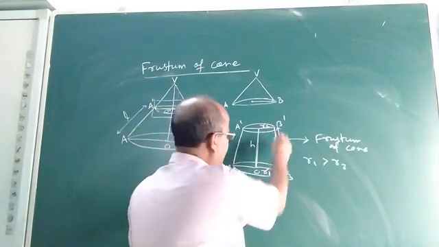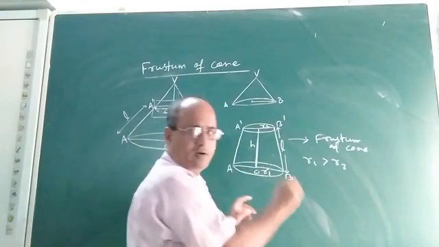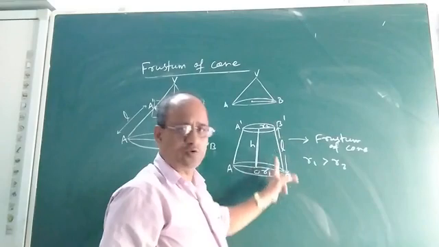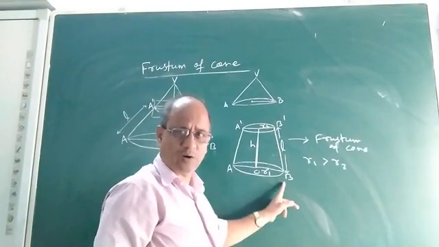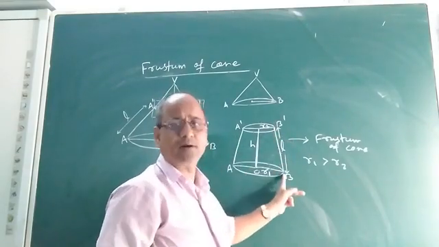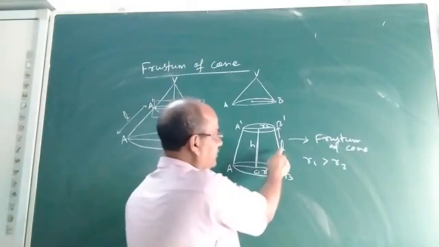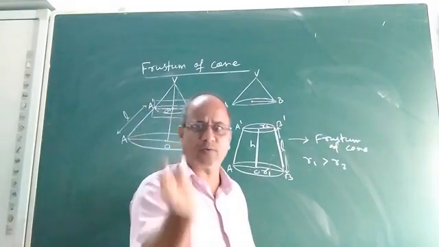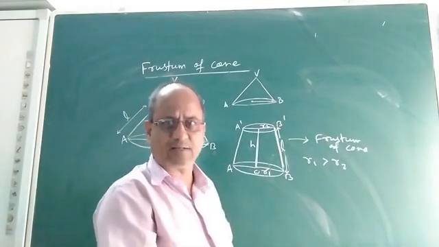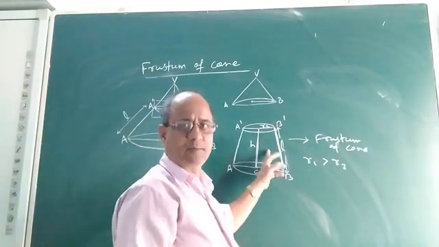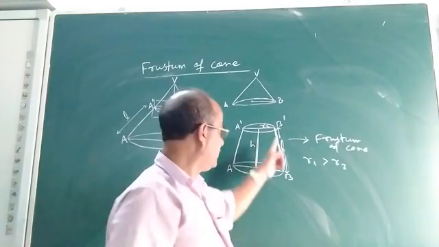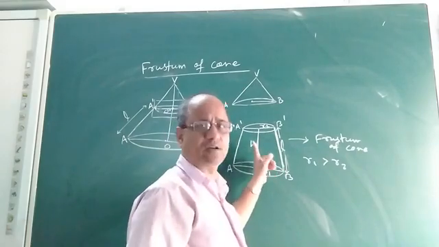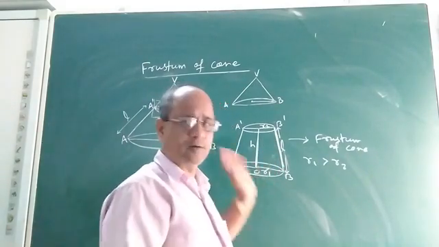Now look at the two flat circular ends. If you join the two circular ends along the slant surface, this line segment so obtained is known as the slant height. Here you see, this is the slant height. In a cone there are two heights: one is the height or vertical height, and the other is the slant height. Similarly, in a frustum of cone also there are two heights. This is the slant height of the frustum of cone, and this is the height or vertical height of the frustum of cone.